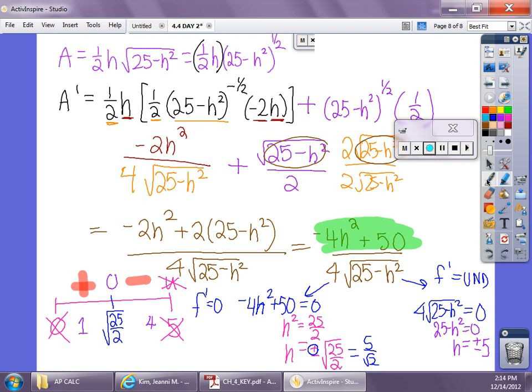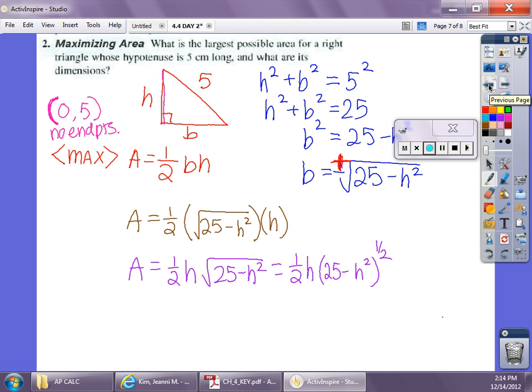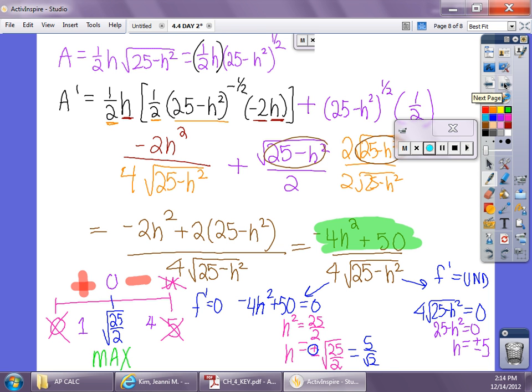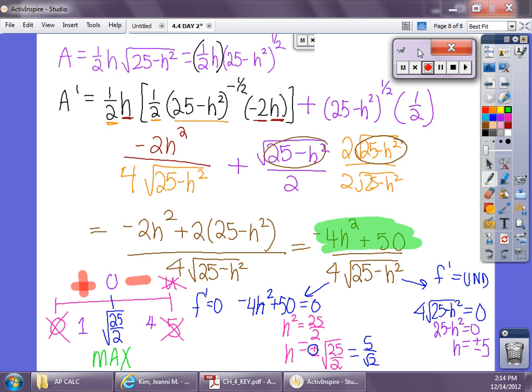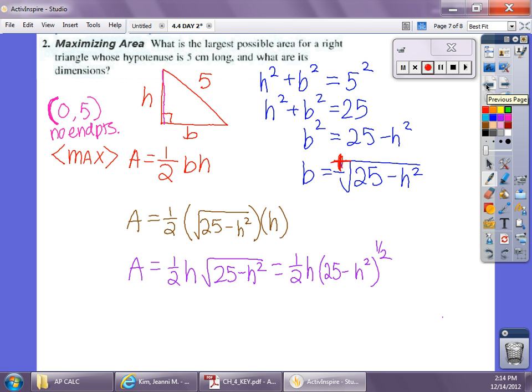If I could get this pen back. A maximum at root of 25 over 2. And let's see what the question asks us. What are its dimensions at the maximum? So the dimensions would be that 25 over 2 is one of the lengths of the sides, and then the other side, the way we would find it is if we go backwards a little bit. I found h was the root of 25 over 2. So then I would square that value, get 25 over 2. I would end up with b is equal to the square root of 25 over 2.